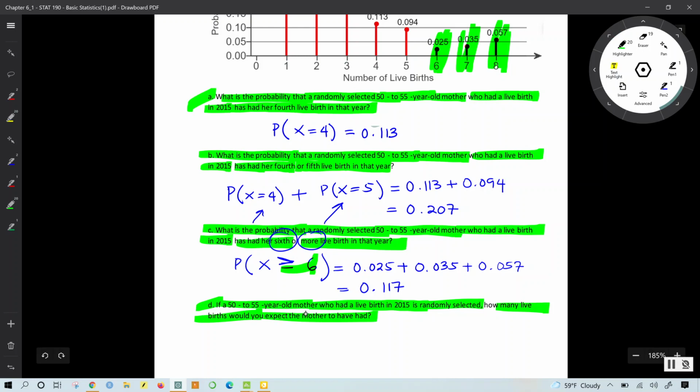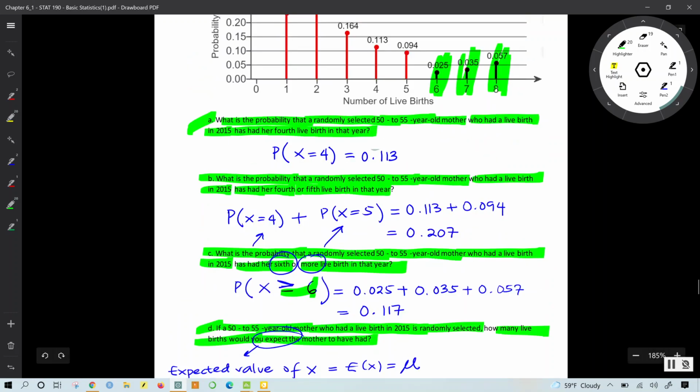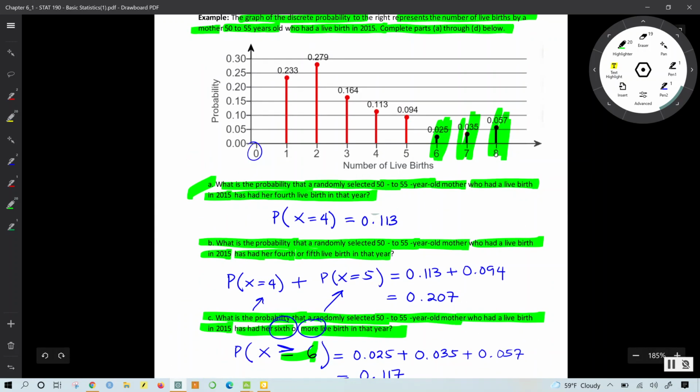Well, the key word here is the expect word. So this is asking for the expected value of x, the number of live births. This is the same as the mean. So in this case, we will need to key in each value with its corresponding probabilities in StatCrunch, and hopefully it can help us to do the computation fast. So let's head on over to StatCrunch.